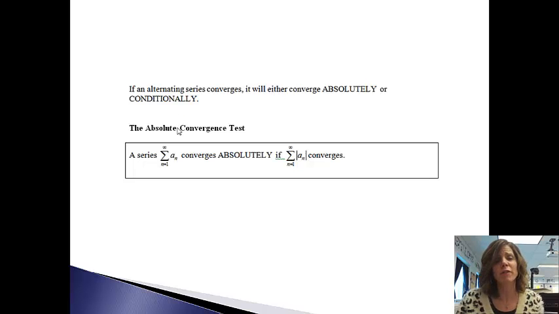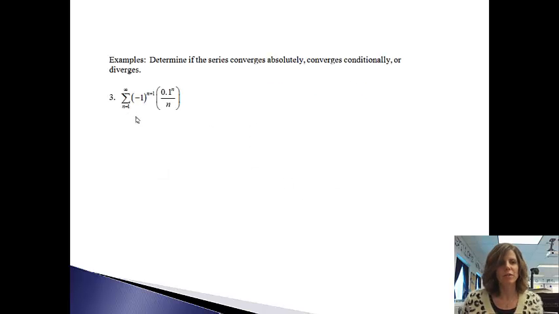So first of all, we need to know that it converges. And then we're going to say, does it converge conditionally or absolutely, right? The absolute convergence test just tells me that the series will converge absolutely if the absolute value of the series converges, because that would make it converge absolutely. All right, so we are just going to jump right into an example.